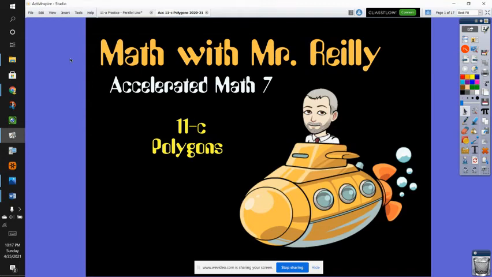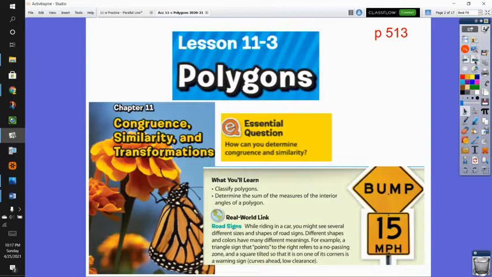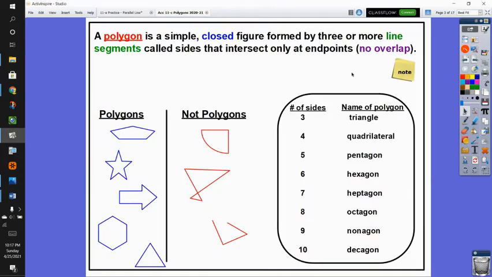All right, we're continuing on here in our geometry unit. We talked about triangles in our last topic, and so now we're going to move on to other polygons. What's a polygon? Well, a polygon is a simple closed figure formed by three or more line segments called sides that intersect only at endpoints. They do not overlap.